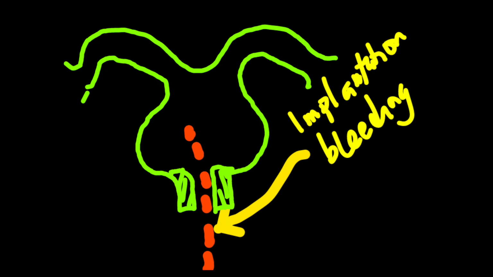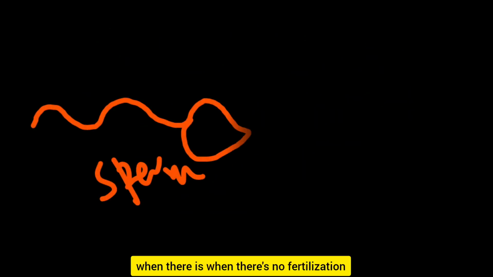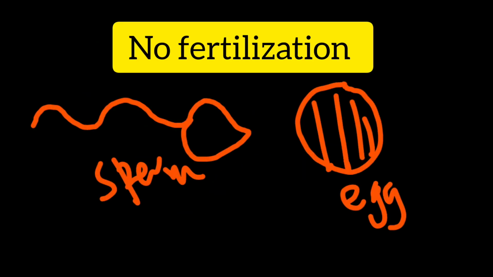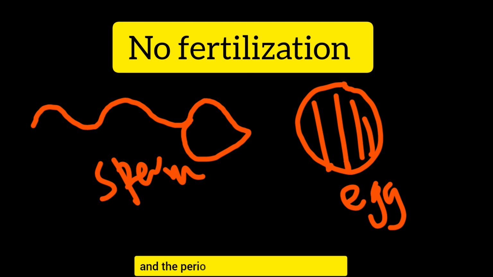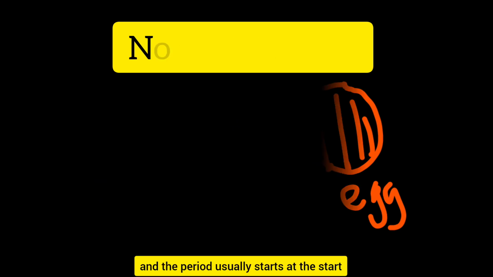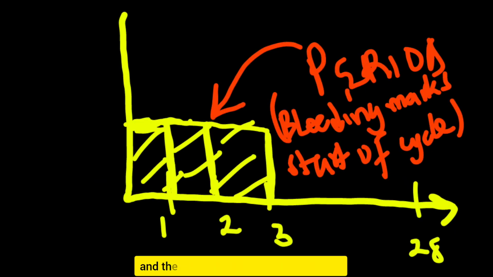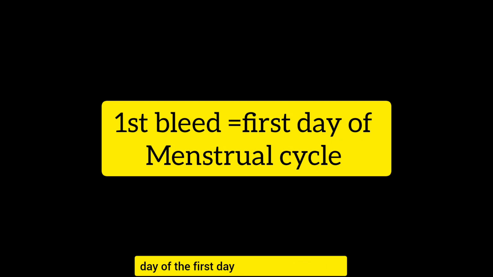And then a period usually occurs when there's no fertilization. That is the period, and the period usually starts at the start of a new menstrual cycle. Usually the first day of your period marks the first day of your new menstrual cycle.